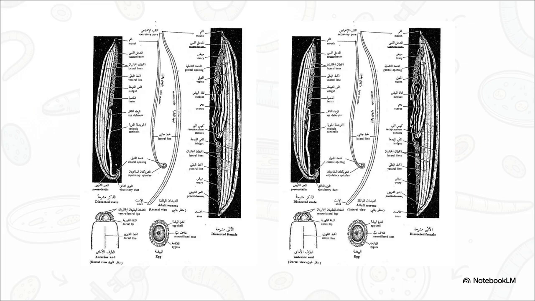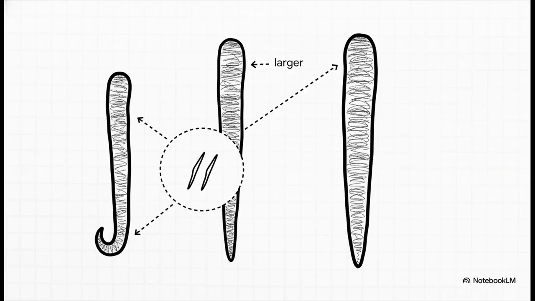The easiest way to tell them apart is to look at their posterior ends, their tails. See the female on the right? She's usually bigger, and her tail is straight. Now, look at the male on the left. See how he's smaller and his tail has that very distinct sharp curve? That curve is a dead giveaway, and it's all about reproduction. So let's just nail down that key difference.